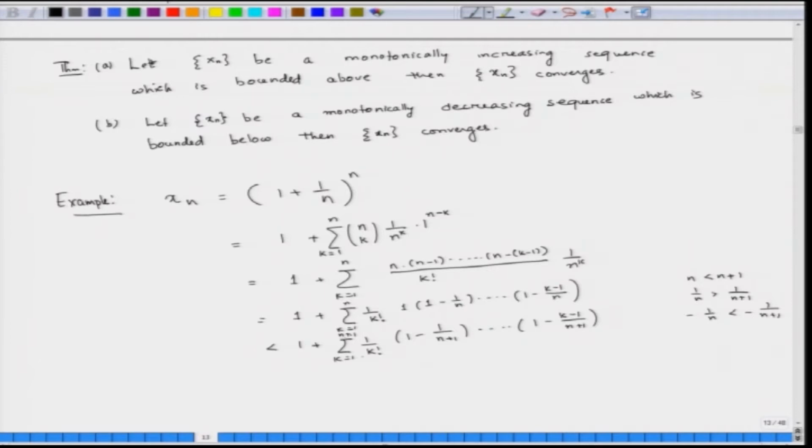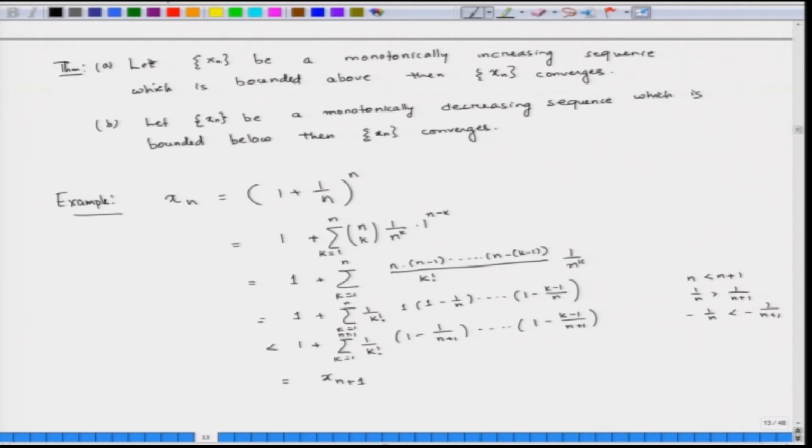If you write this down, it is going to be equal to x of n plus 1, that is (1 plus 1 by n plus 1) to the power n plus 1. So, this is a monotonically increasing sequence. Now, if we can show that this is a bounded sequence, then by this theorem we can conclude that it converges.